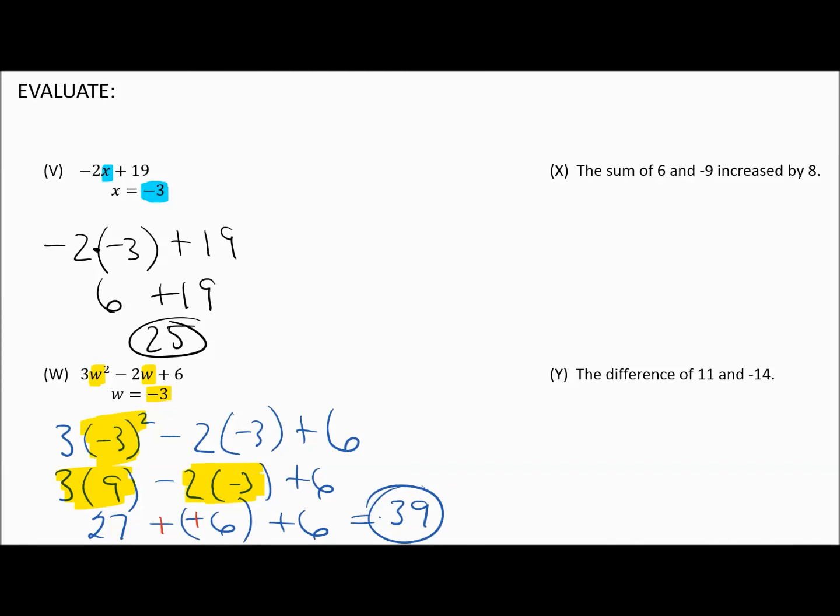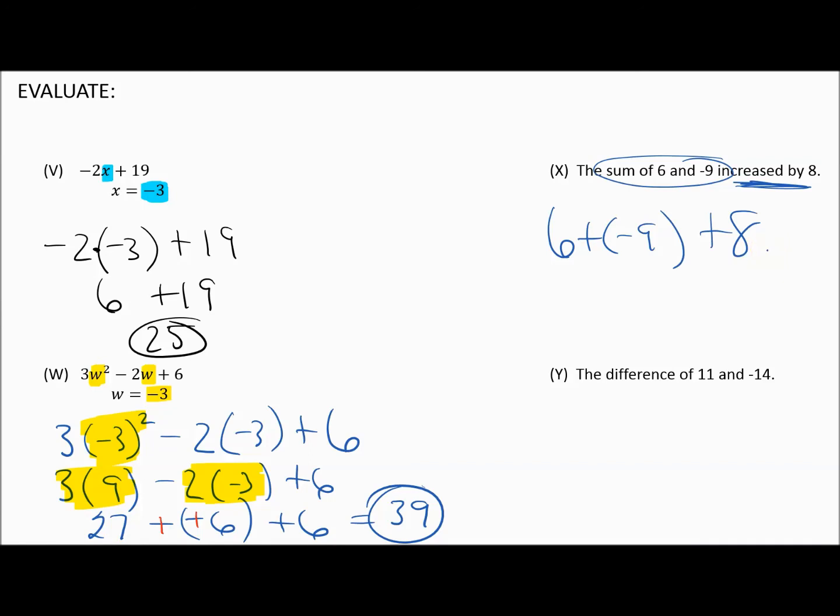Okay, we're almost finished. The sum of 6 and -9 increased by 8. Wow. Okay, so the sum of 6 and -9, what does this say? The sum of 6 and -9, sum means add. So I do 6 plus a -9, and then increased by 8 means we add 8. So it's just 2 different ways of saying add. So the sum of 6 and -9, we did that, and then we increased that by 8.